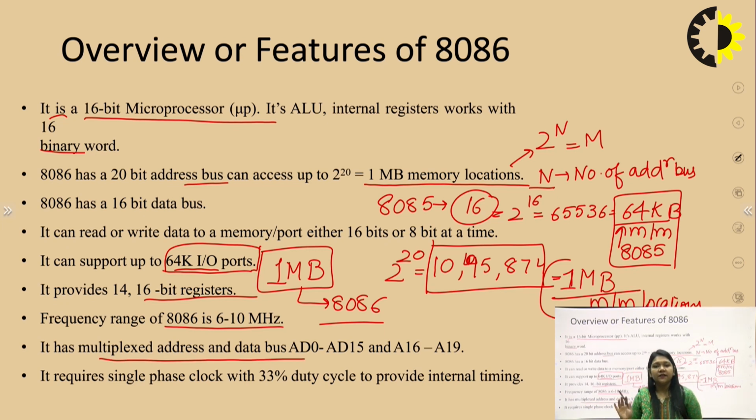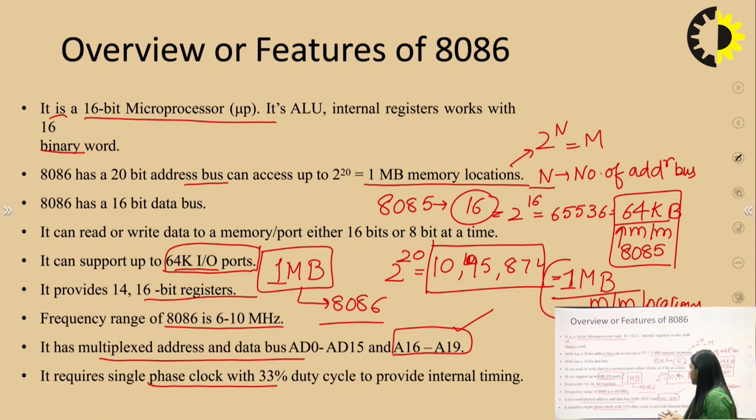Just like in 8085, where the address and data bus were multiplexed from AD0 to AD7, here it is from AD0 to AD15. The data bus is multiplexed with the address bus, and the 16 address lines are multiplexed with the data. The remaining 4, that is A16, A17, A18 and A19, are not multiplexed; these are independent of the data bus. A single-phase clock is used, which gives a 33% duty cycle.